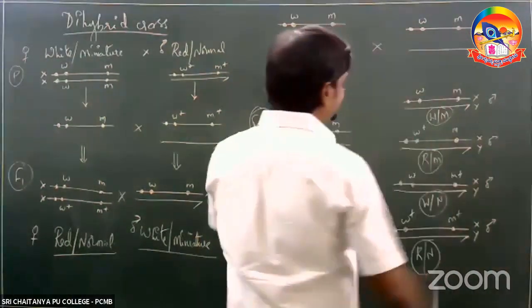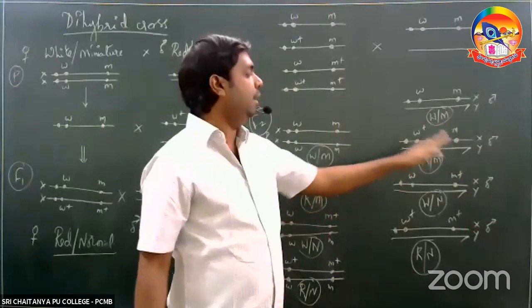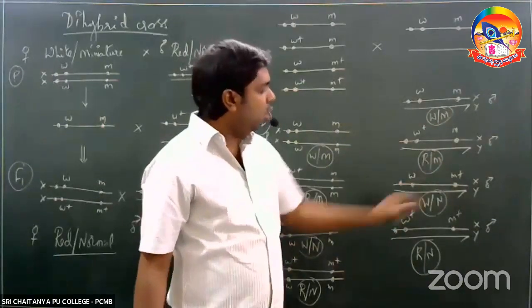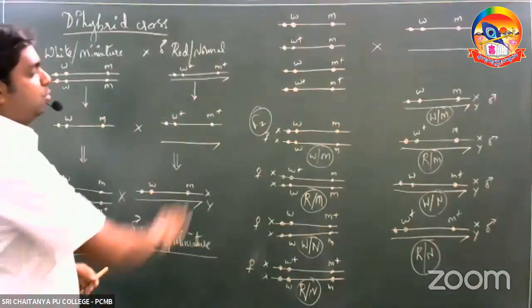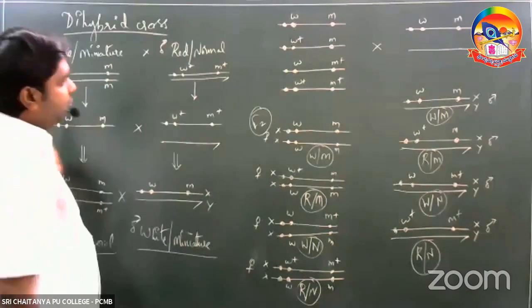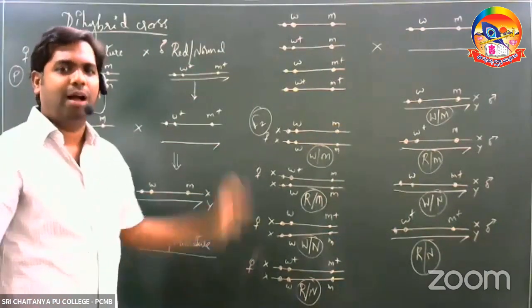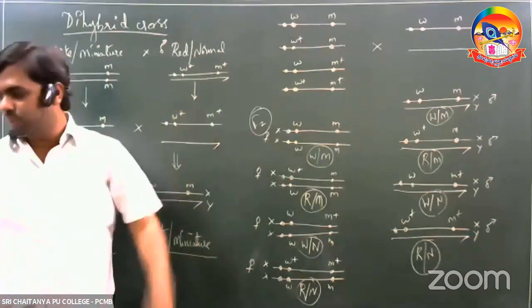So in case of males, the phenotypes were white-eyed miniature wing, red-eyed miniature wing, white-eyed normal wing, and red-eyed normal wing, right? So these were the phenotypes obtained for the offspring of the F2 generation. Now, after performing this cross, Morgan again gave some concluding remarks with regards to this.